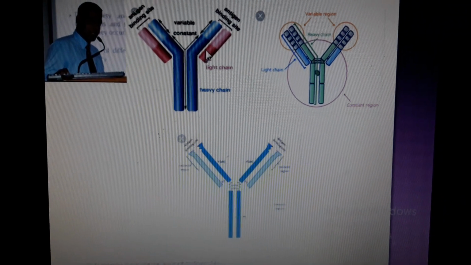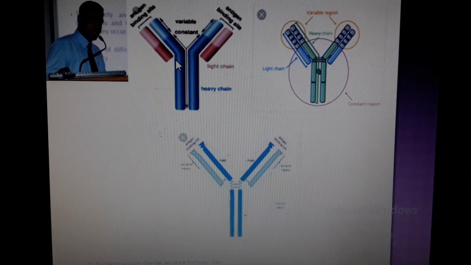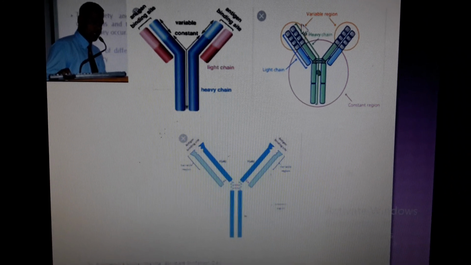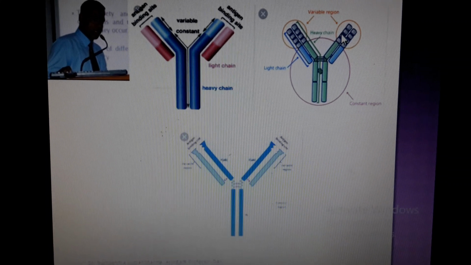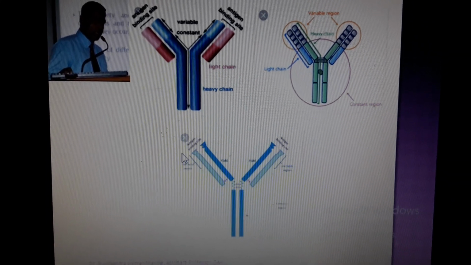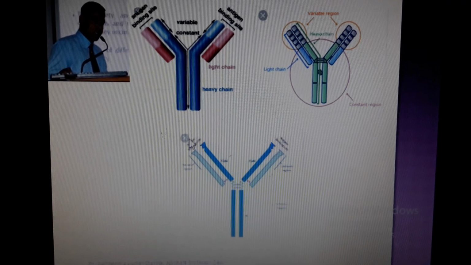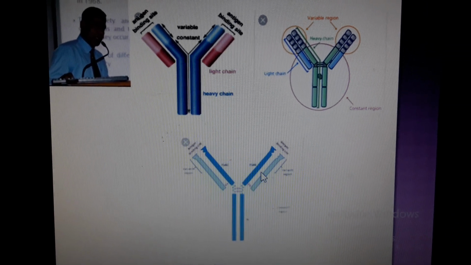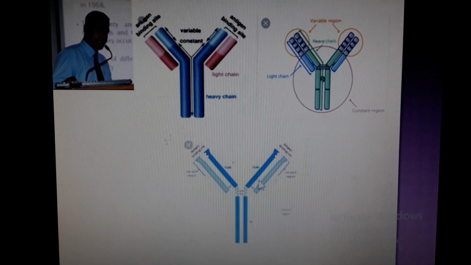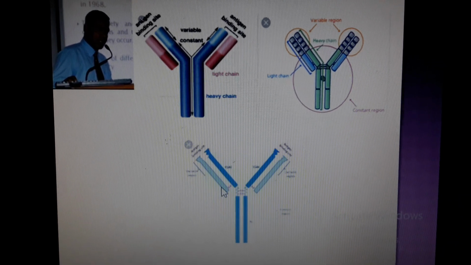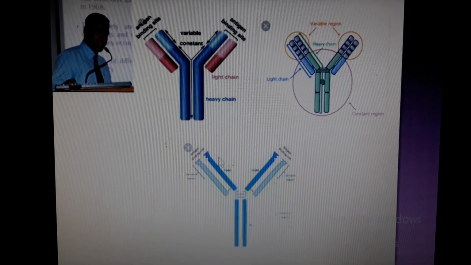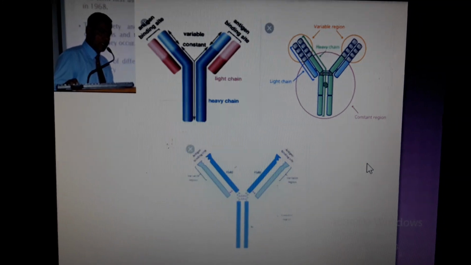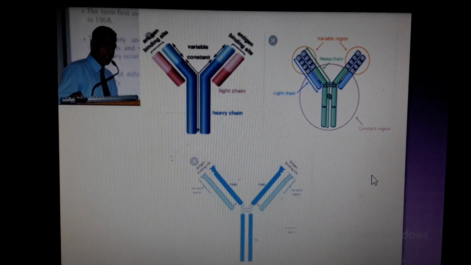This is the structure that you can see. This is the antigen binding site. One antibody has 2 antigen binding sites. It means one antibody plays an important role in the clumping of 2 antigens. It generally contains 2 chains. One is light chain and another is heavy chain. The upper part is called the variable region and the lower part is called the constant region. You can see the structure.